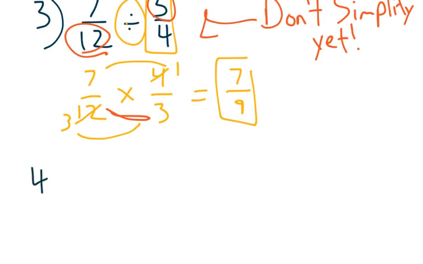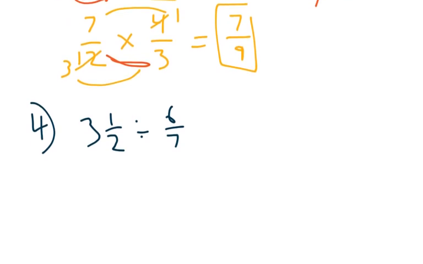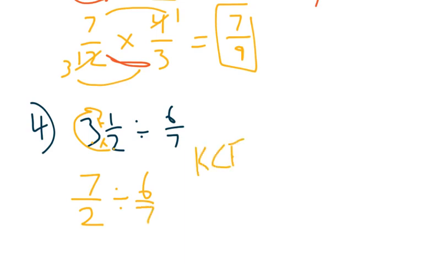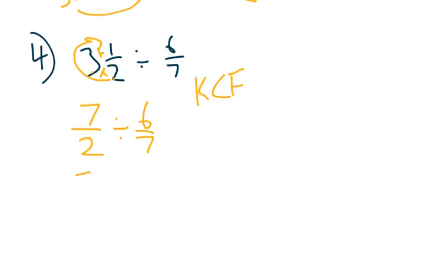All right, and for our final example, let's put it in a mixed number. We have 3 and 1/2 divided by 6/7. Again, the first thing we have to do is convert this to an improper fraction, so we do our little circle thing. 3 times 2 is 6, plus 1 is 7/2. Then we divide by 6/7. Now we have to do the keep, change, flip. We keep our fraction as 7/2, change our sign to times, and flip the fraction to get 7/6.